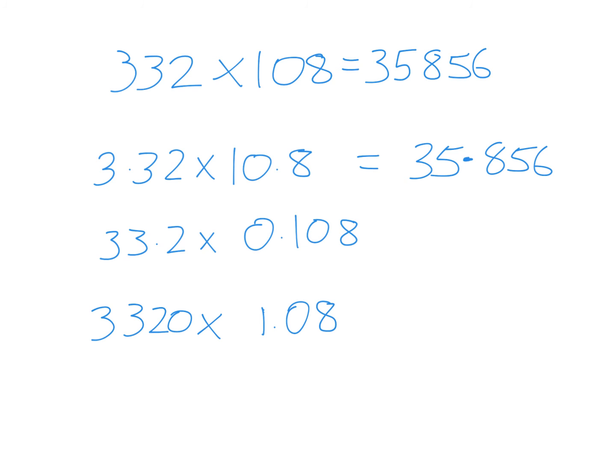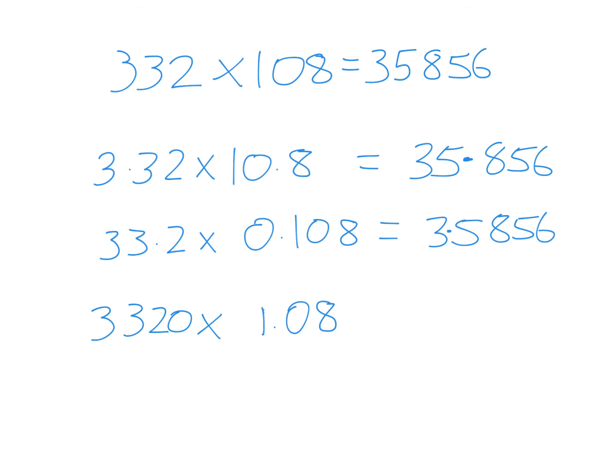So how would I do this one here? Well, I'm going to have the same digits because it's 332 times 108. I'm going to have the same digits in my answer. But here, I want 1, 2, 3, 4 numbers after the decimal point. So counting up 1, 2, 3, 4, I want the decimal point to go here. Then there are 4 numbers after the decimal point.